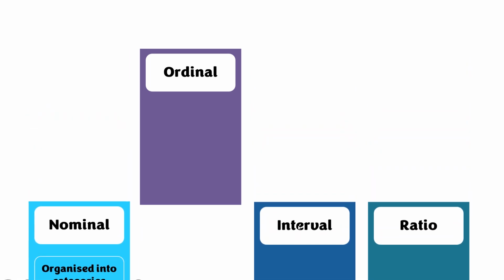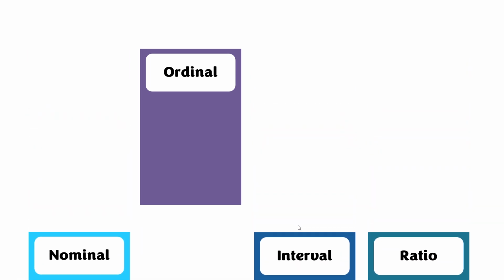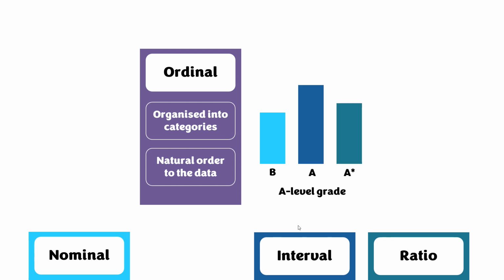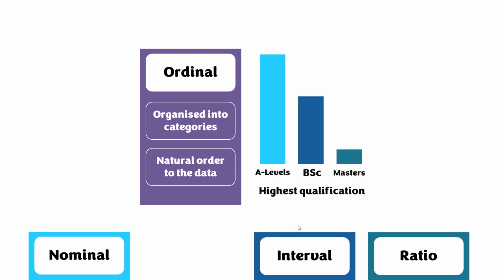The second type of data is ordinal data. This is also organised into categories, but this time there is a natural order. So for example, your A-level grade, they tend to be reported from the lowest grade to the highest grade, and it wouldn't make sense for the A stars to appear somewhere in the middle. Similarly, perhaps for the highest qualifications that people have, it makes sense that the Masters appears on the extremes and the Bachelors appears in the middle. There is a natural sense of order here.